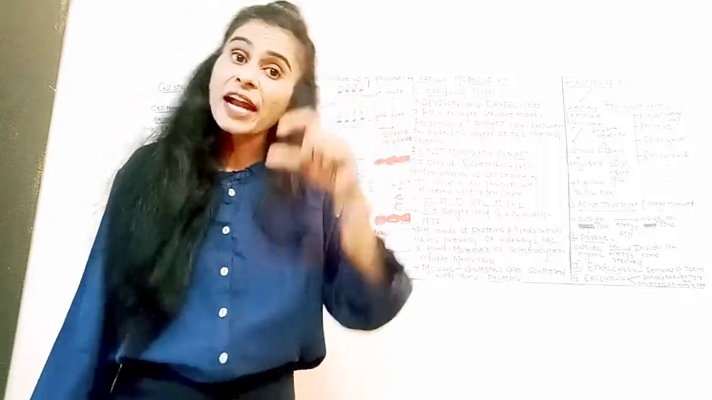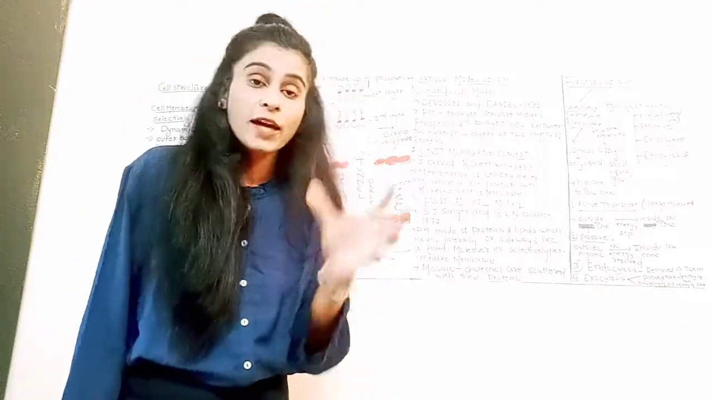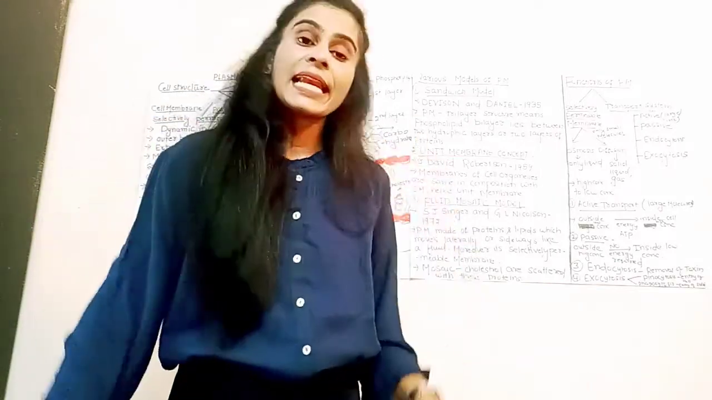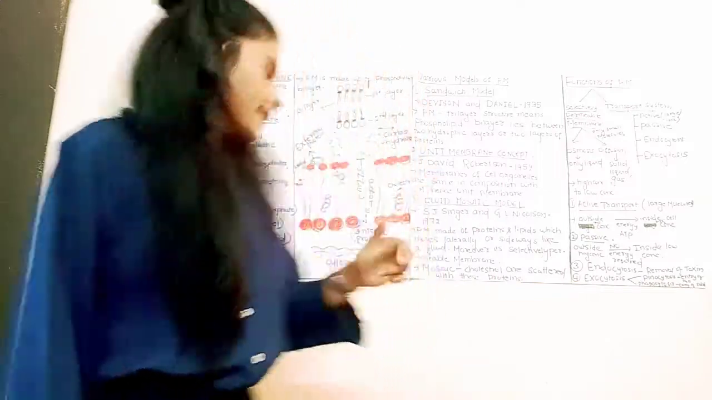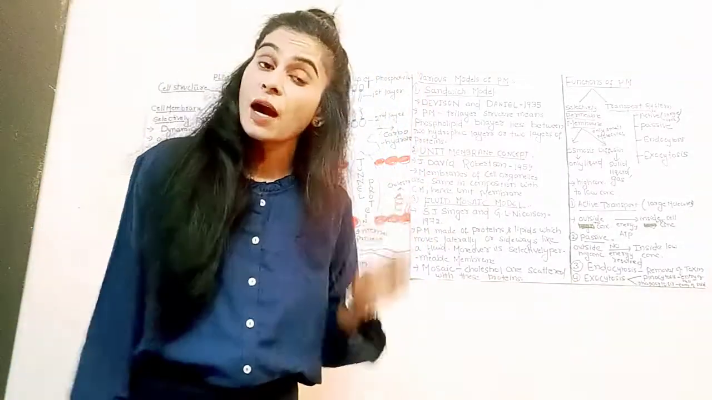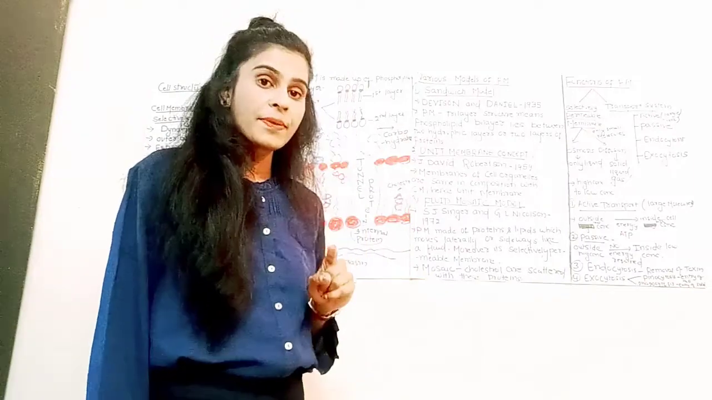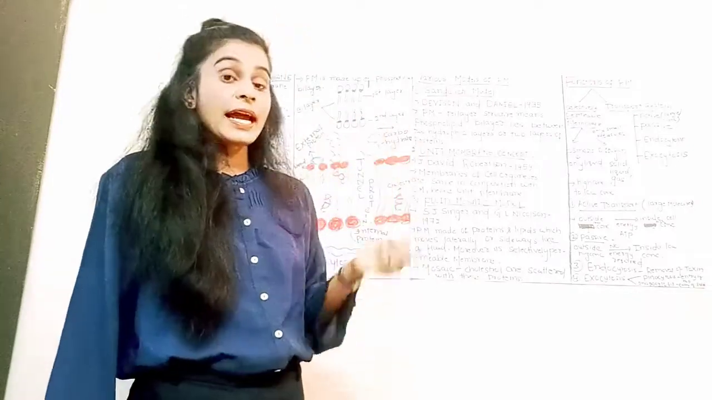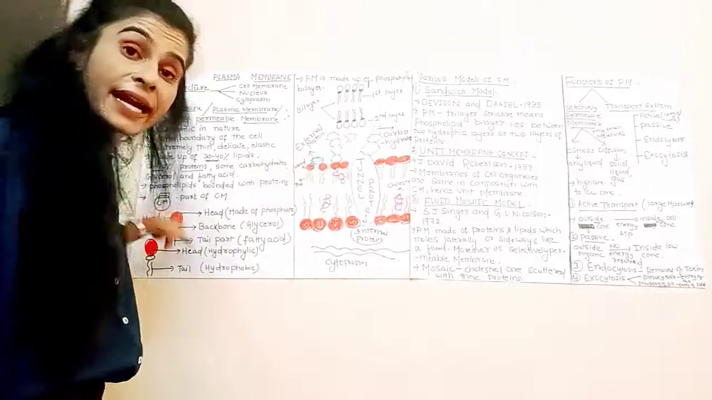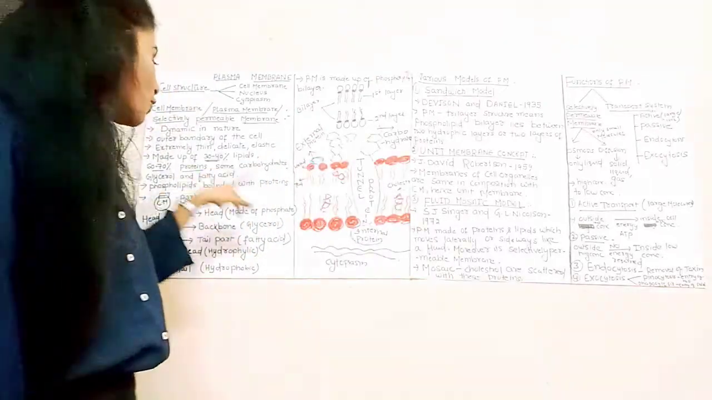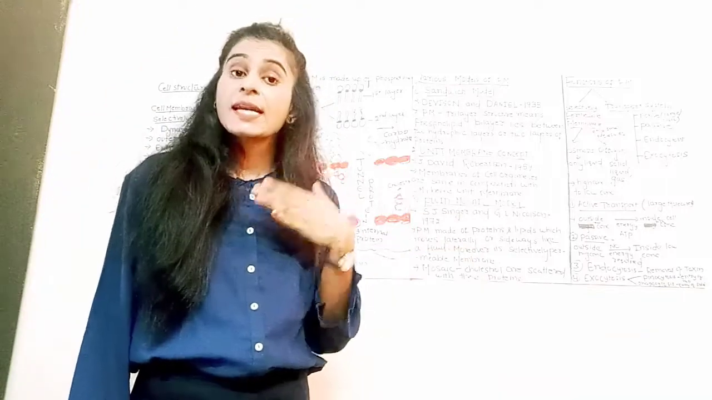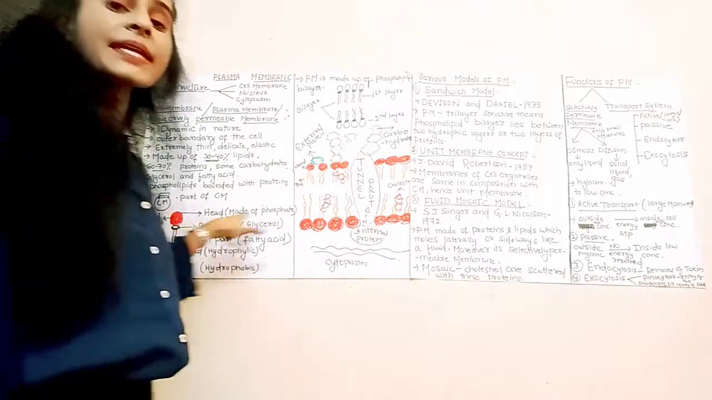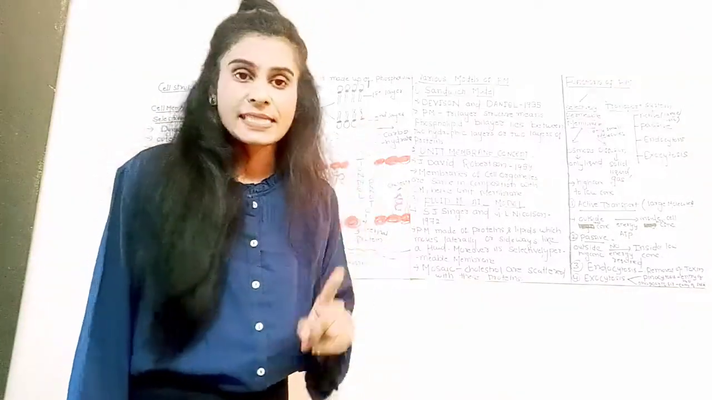So what is the structure of that phospholipid? It has a head-like structure just like our head, a neck, a backbone, and a tail-like structure. That rounded head is made up of phosphate. The backbone is made up of glycerol, and finally the tail part is made up of fatty acids.